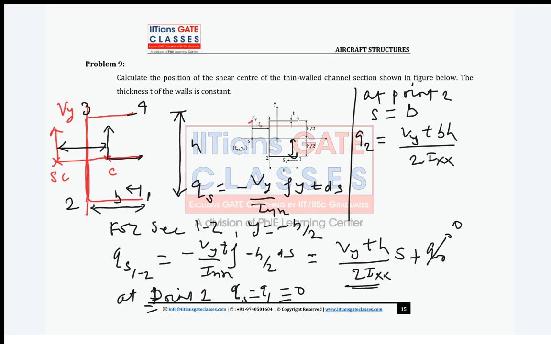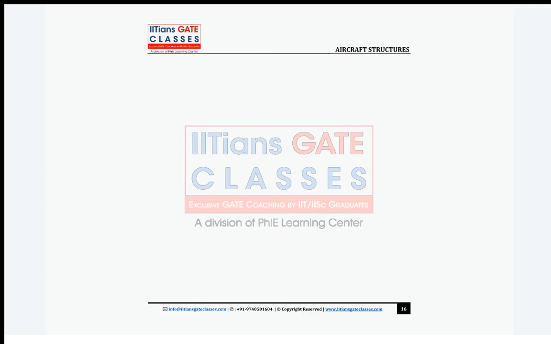Why is Q1 0, guys? Because this is the fundamental consideration: at an open end, your flexural shear flow is 0. Okay, now guys, 1 to 2 is clear. So next, do 2 to 3.